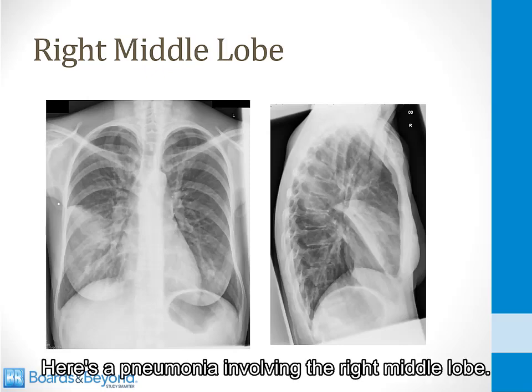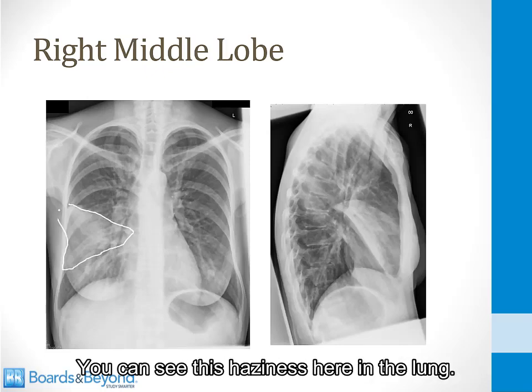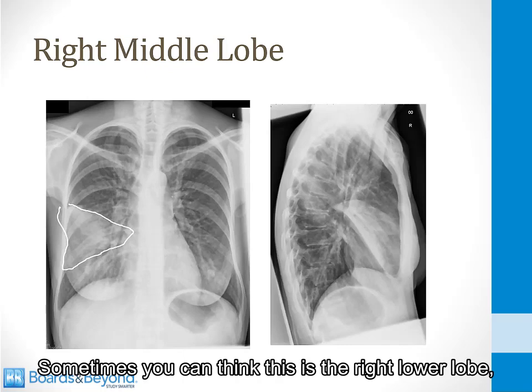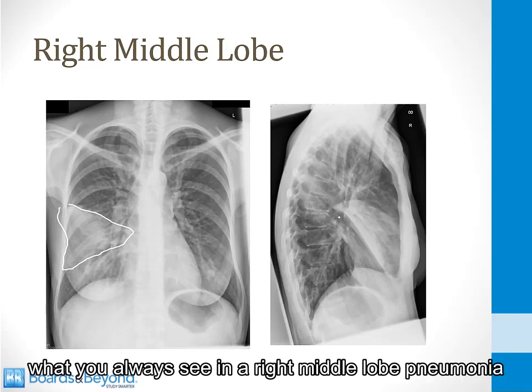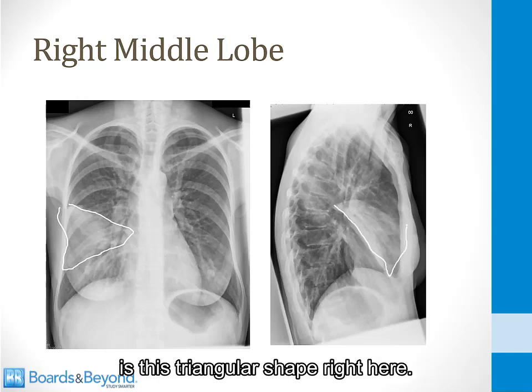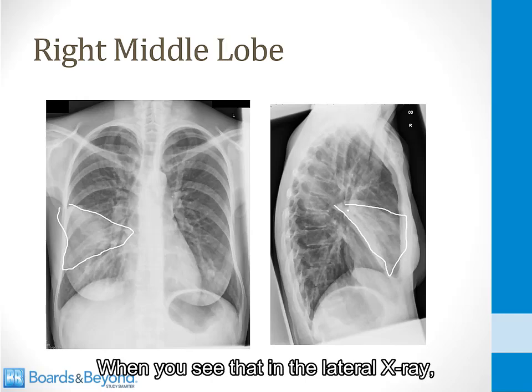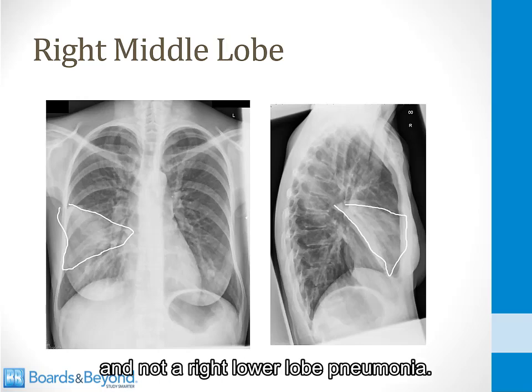Here's a pneumonia involving the right middle lobe. You can see this haziness here in the lung. Sometimes you can think this is the right lower lobe, but if you look on the lateral chest X-ray, what you always see in a right middle lobe pneumonia is this triangular shape right here. When you see that in the lateral X-ray, then you know that what you have is a right middle lobe pneumonia and not a right lower lobe pneumonia.